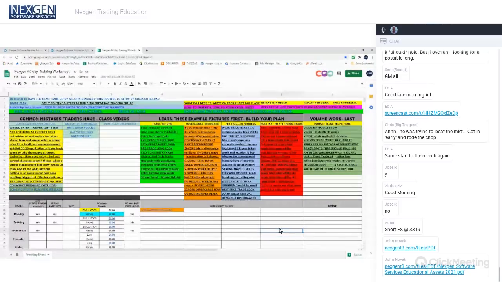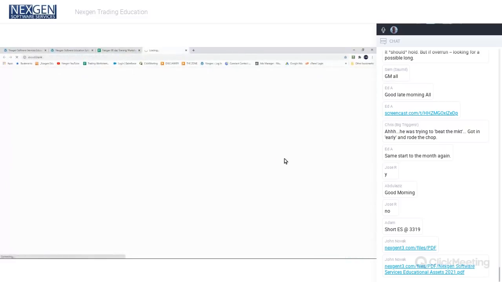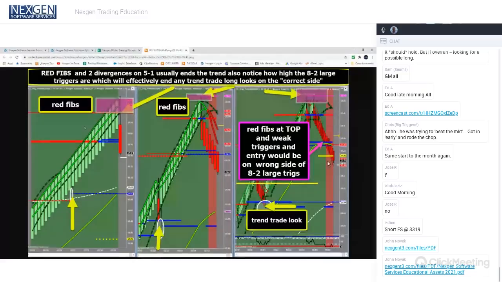You could go back to every old picture I've ever done, but it's pretty much the same thing. If you get to fibs and the triggers are weak and you get divergence, stop doing it. It's always been the same thing.